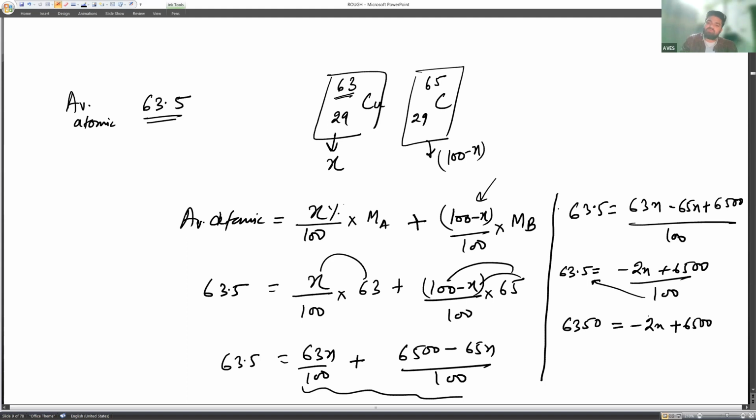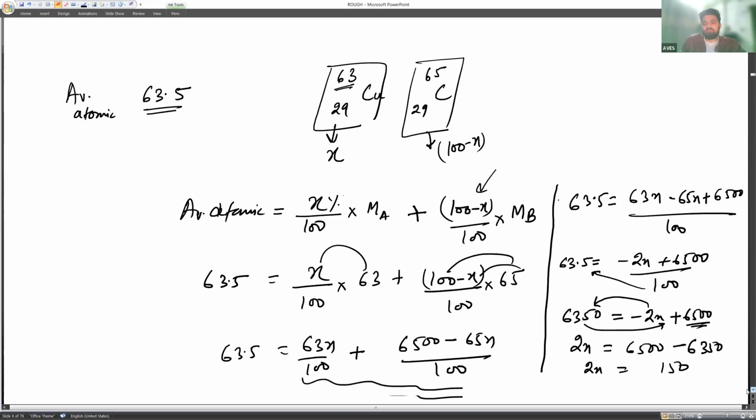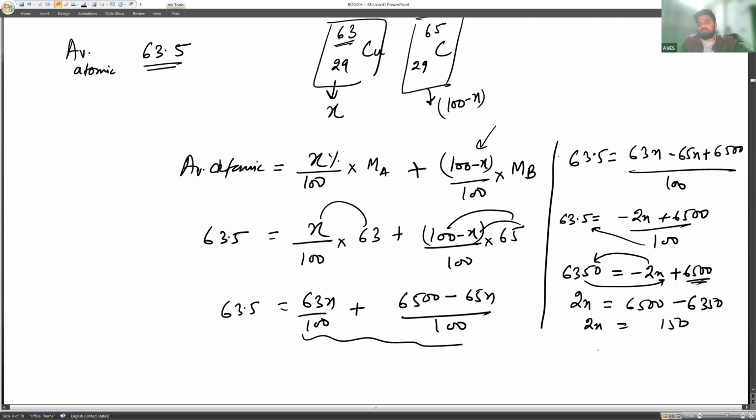This minus 2X goes to that side and becomes positive. Write 2X equals 6500, which is already written here, minus 6350, because this goes to that side and becomes negative. So when you subtract, you get 150, which is 2X. Got it? So what is the value of X? 150 divided by 2, you will get 75%.